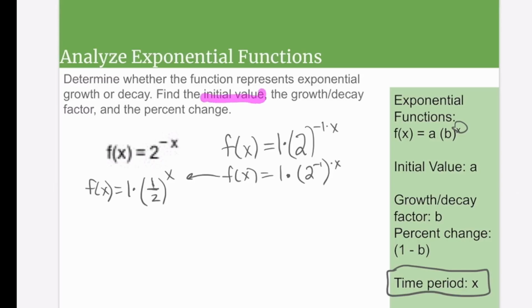So our initial value is going to be 1. So we're starting with 1. Our growth or decay factor, what we're multiplying by, is 1/2. That is less than 1. Since b equals 1/2, b is less than 1, so it's exponential decay.